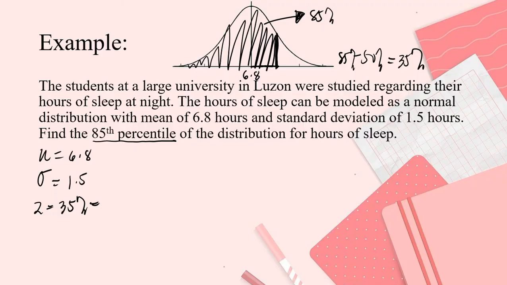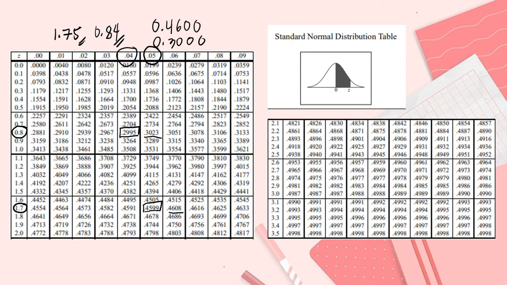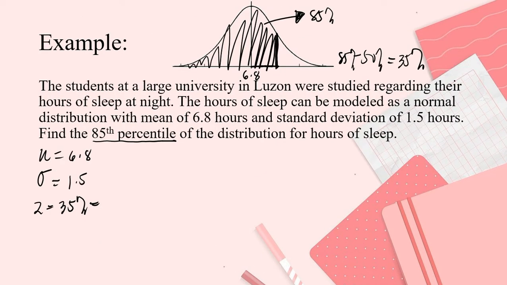O, tingin ka ngayon doon sa table. Ano ang pinakamalapit sa 0.3500? That is 3500. This is 3531, 3508. So, sino ang pinakamalapit? Nakamalapit ay si 3508. So, saan siya nakalay? Sa 1.04. Okay.